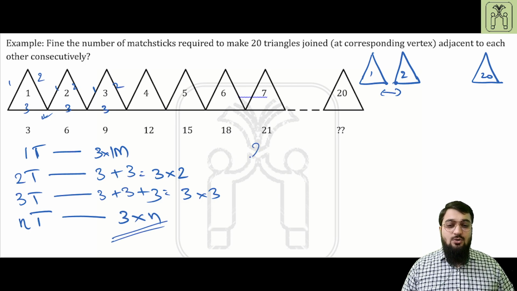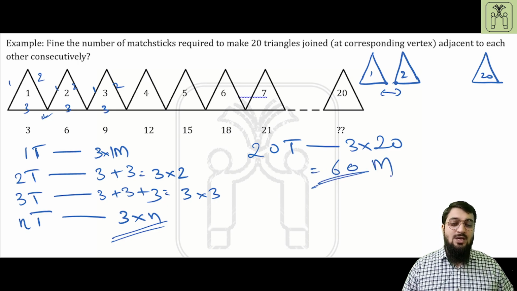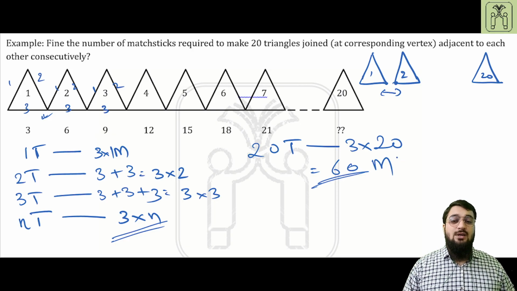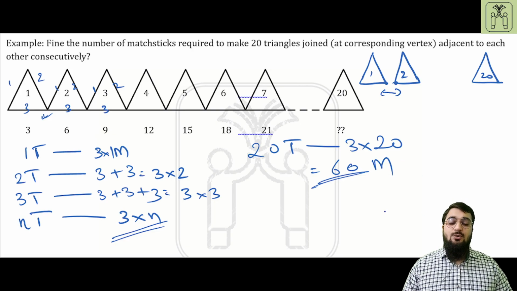So in order to make the 20th triangle, we will just replace the n by 20, and we will have 3 into 20 is equal to 60, and this will be the answer. 60 matchsticks are required. So I hope you understand that.